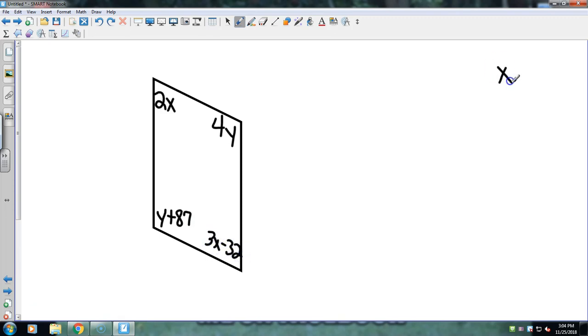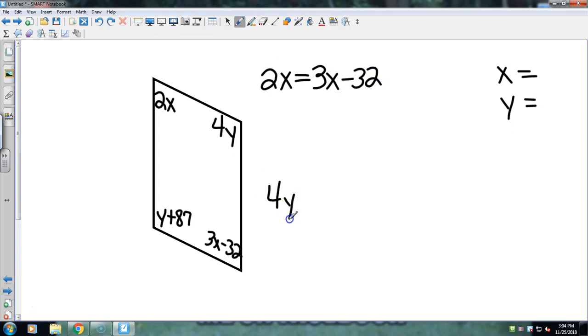And if we're going to solve for x and y in this case, the question they're going to ask you is what values of x and y would make this a parallelogram? Well, if those are opposite angles, they have to be equal. So I would set 2x equal to 3x minus 32. I would then set 4y equal to y plus 87. And then I would solve those.